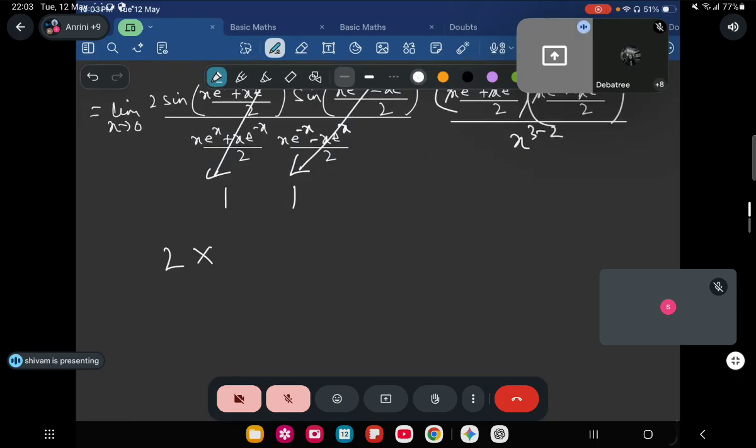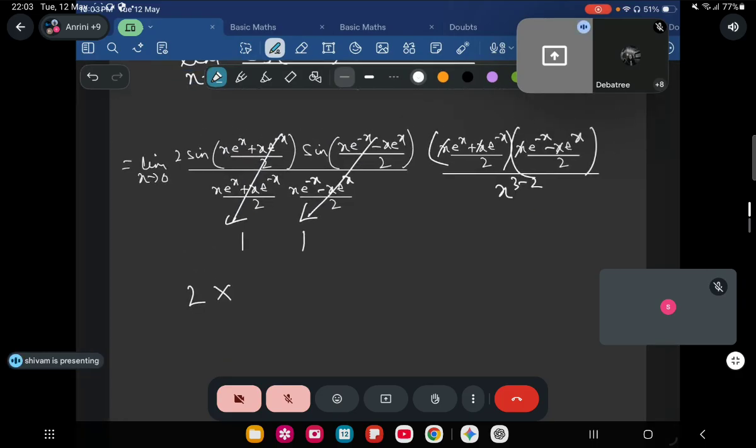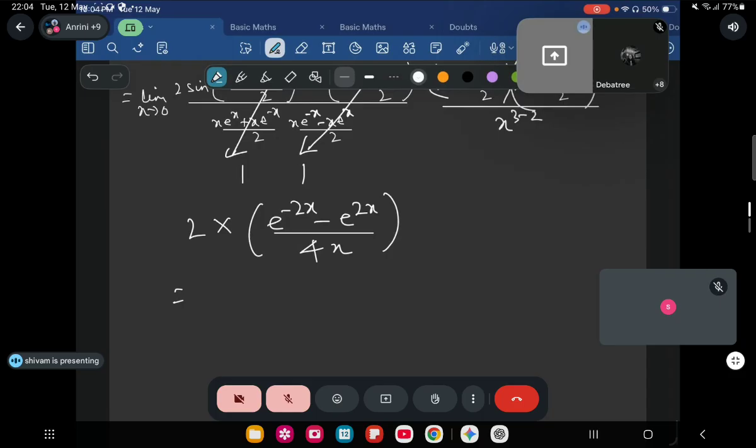So finally, you are going to get 2 into e to the power x. Over here, we can use the a plus b into a minus b formula. This will become e to the power minus 2x minus e to the power 2x divided by 4x. So everyone, 2 by 4, this will go by 2. So you are getting half into, if you take e to the power minus 2x common, you'll get 1 minus e to the power 4x upon 2x.